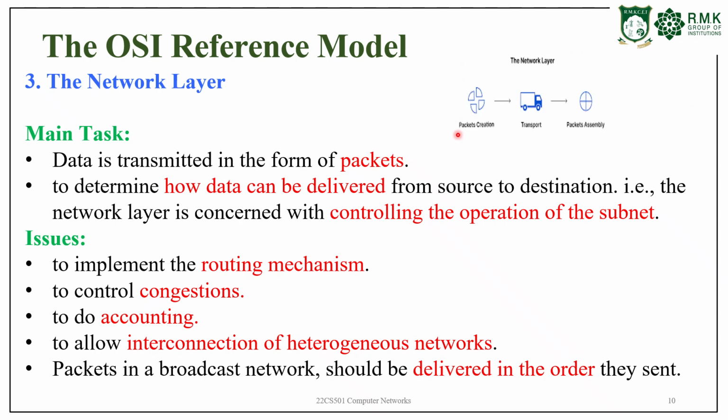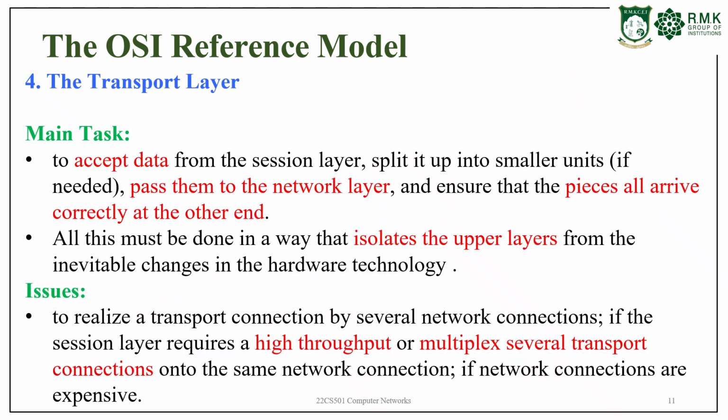So here we have the network layer and how the packet creation is going to be done. The packets are going to be transported, and at the receiver's end they are going to be assembled and sent to the layer above. Then comes the transport layer. The main task of the transport layer is to accept the data, whatever it may be, from the session layer, split it up into smaller units and pass them to the network layer. It should be ensured, and completely taken care of by the transport layer, that the pieces arrive correctly at the other end.